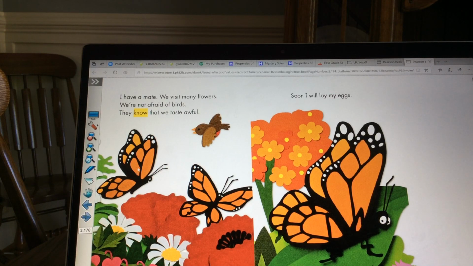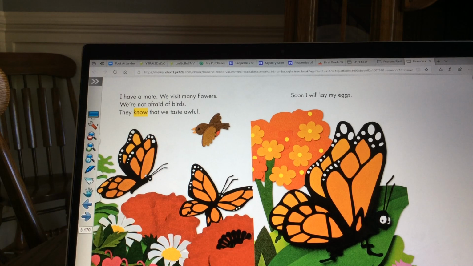"I have a mate. We visit many flowers. We're not afraid of birds. They know that we taste awful." I think I remember reading about that somewhere else, that the colors of their wings let other animals know that they don't taste good. "Soon I will lay my eggs."